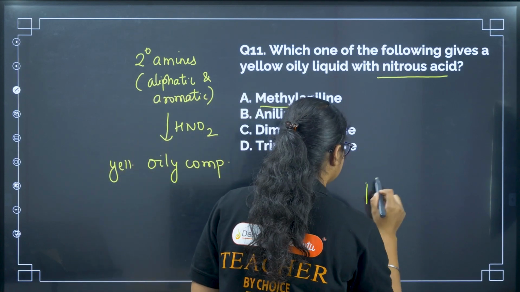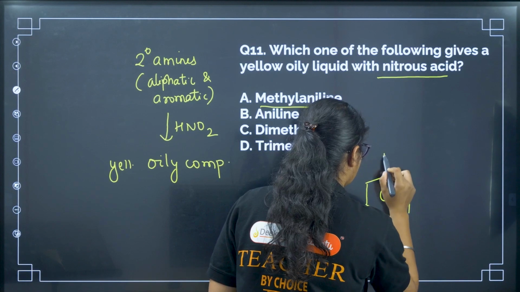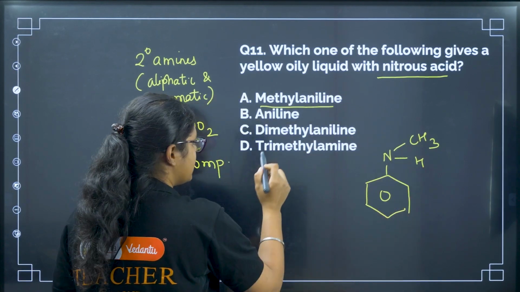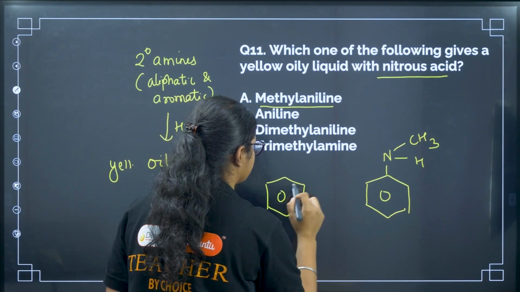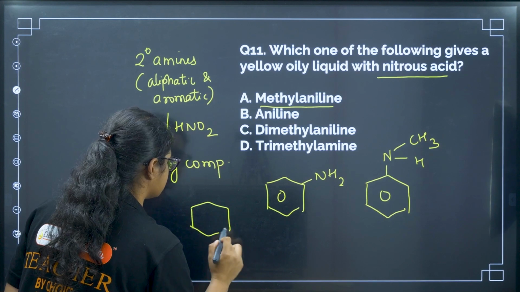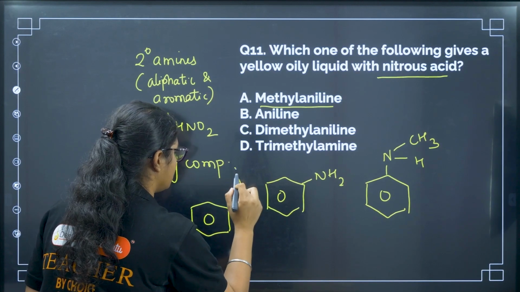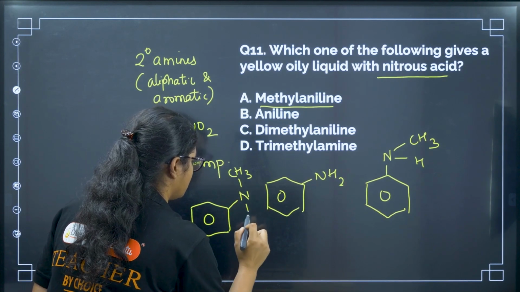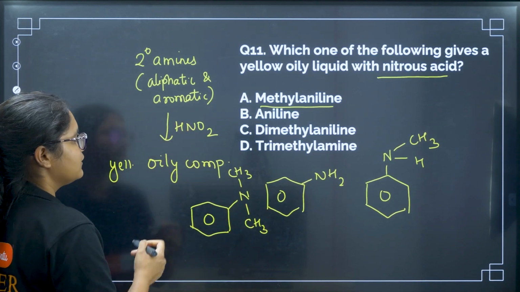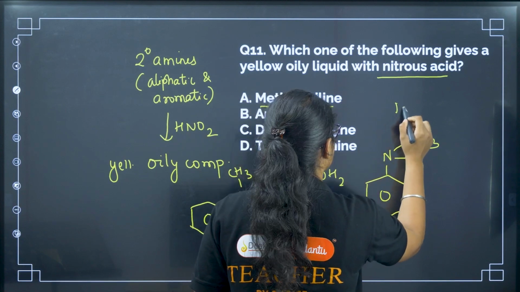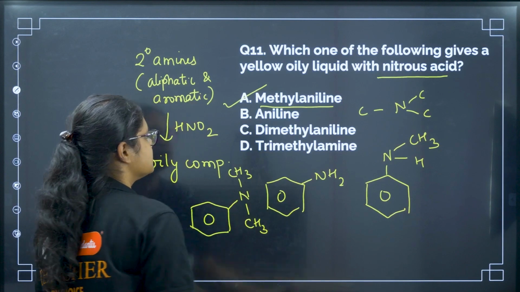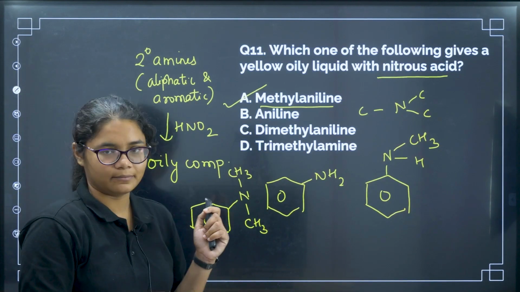Methyl aniline, if I draw it, is N-methyl aniline. This is a secondary one. Aniline is a primary one, right? So this one will not show. Now dimethyl aniline is again a tertiary one, and trimethylamine is also a tertiary one. So the secondary one is option number A. So the correct answer for this one will be option number A.